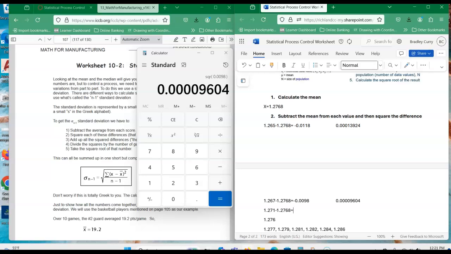So let's see what that one brings. I think I did that one wrong. Let's back up for a second. 1.271 minus 1.2768 equals, there you go. I thought something was not quite right here. Negative 0.0058. And we will square that.